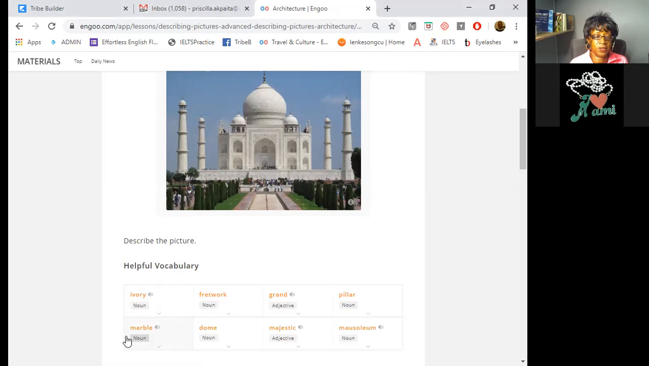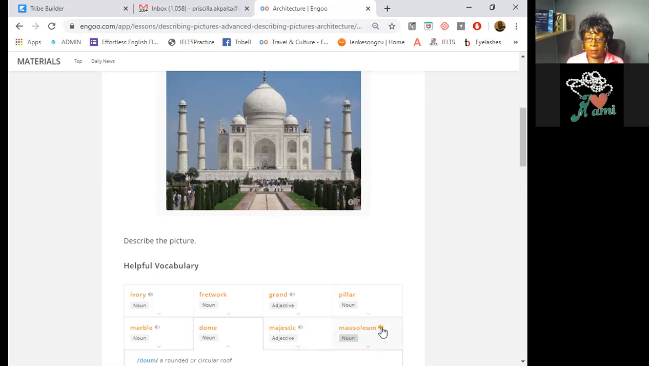Ivory. Good. The next word? Marble. Marble. Very good. Fretwork. Dome. Grand. Grand or grain, teacher? Grand. Okay. Again. Majestic, grand. Perfect. Majestic. Okay. Pillar. And mausoleum.